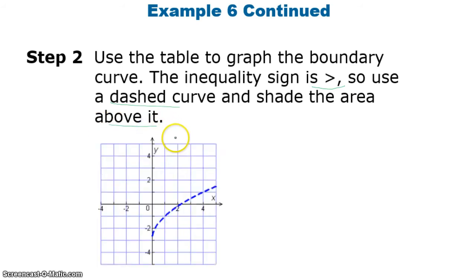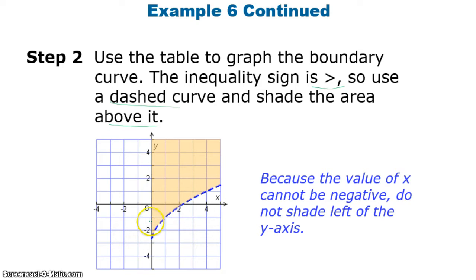So here's what the graph is going to look like. We're down here at our negative 3, and we plot those points that we used, and you see that it is actually stretched. It has a little steeper curve here, and then we're going to shade above it. So here's our shading above it. You notice that we stopped at the y-axis, because remember, the value of x, since it's under the radical, cannot be negative, so we stop our shading there.